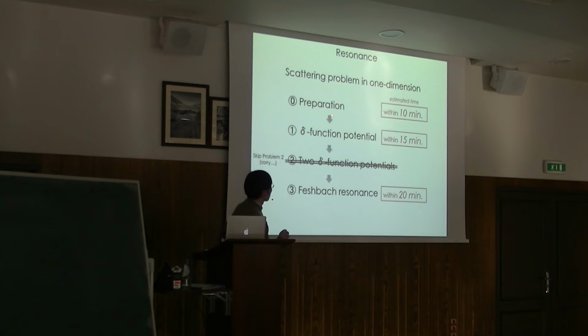And first, I'd like to ask you to solve this problem, the zeroth problem. I suppose you can solve it within 10 minutes, because this is in a sense trivial, just a confirmation of what is known already. And problem one, with the delta function potential, I think you have already done some work on in the undergraduate course, but it may take some time to remind yourself what you did maybe a couple of years ago. So I'd like to give you 15 minutes. And the first resonance is the main problem, so we need a little bit more time.